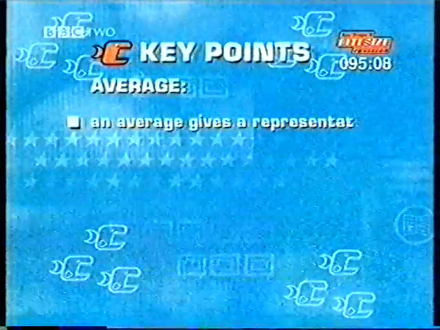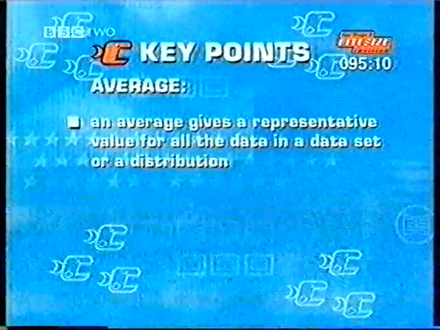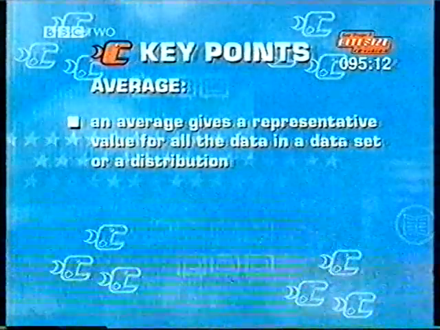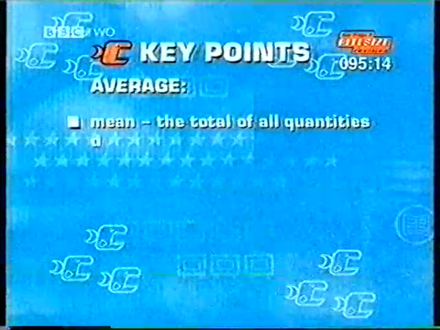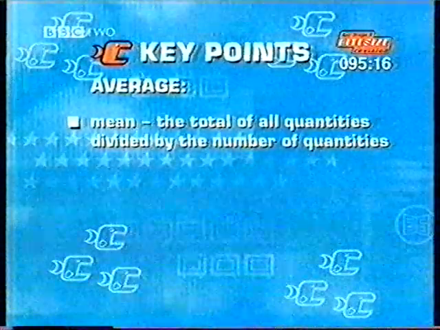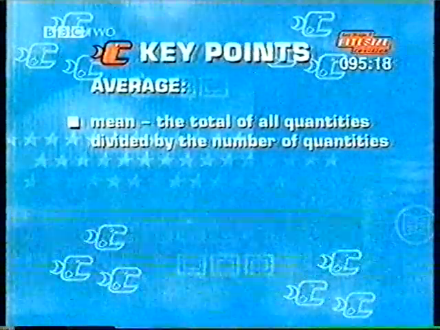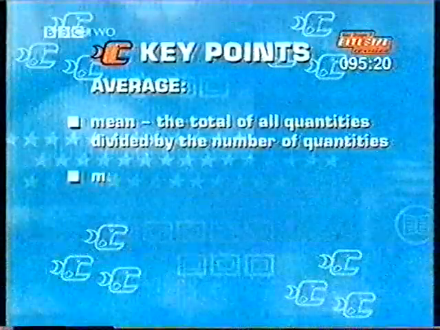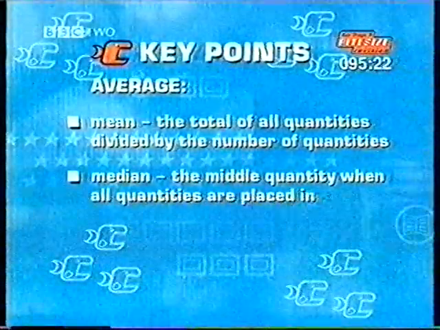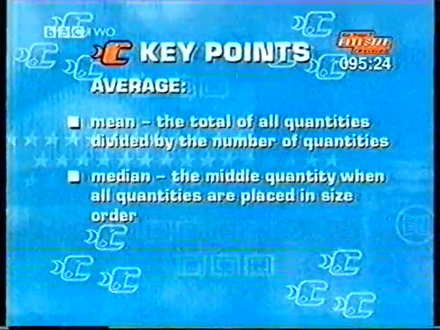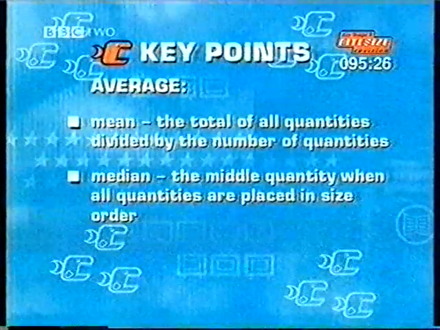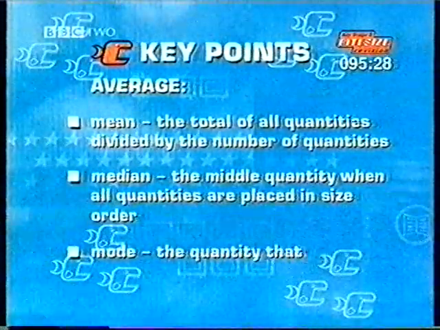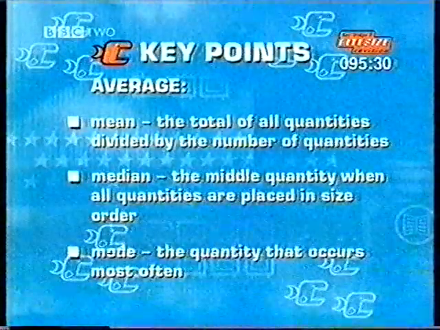An average gives a representative value for all the data in a data set or a distribution. To find the mean, total all the quantities and then divide by the number of quantities that you have. To find the median, place all the quantities in size order and then find the middle one. To find the mode, look for the quantity that occurs most often.